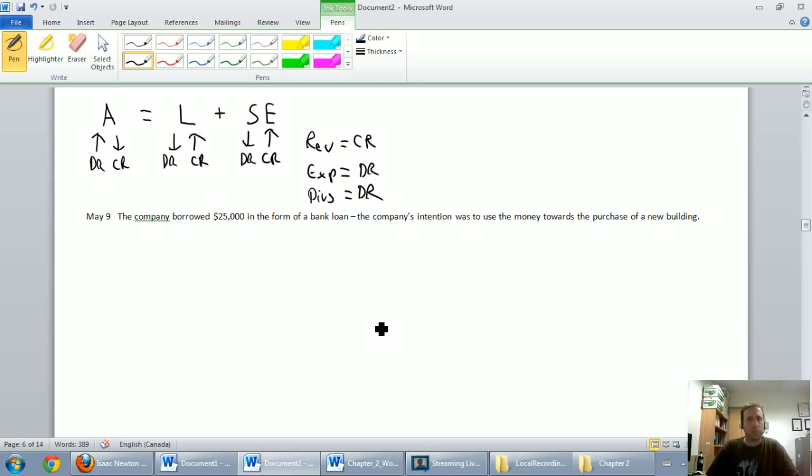Have we purchased a new building? No. Who cares what the company's intention was to do with the money? Let's cross that off the list. Let's just cross it out because I don't care what their intentions are. I want to know what actually happened. And we haven't bought a new building, so who cares? The company borrowed 25 grand in the form of a bank loan.